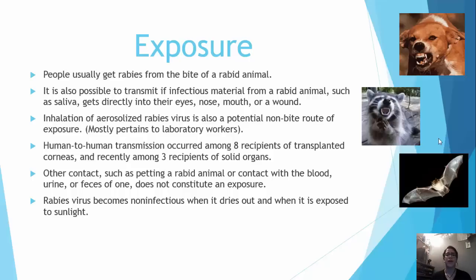Human-to-human transmission has occurred, and that's only been in patients with transplanted corneas and solid organs from an individual who had rabies. Any other contact, like petting an animal or contact with the blood, feces, or urine of a rabid animal, doesn't constitute an exposure, and the rabies virus becomes non-infectious once it's dried out and whenever it's exposed to sunlight.